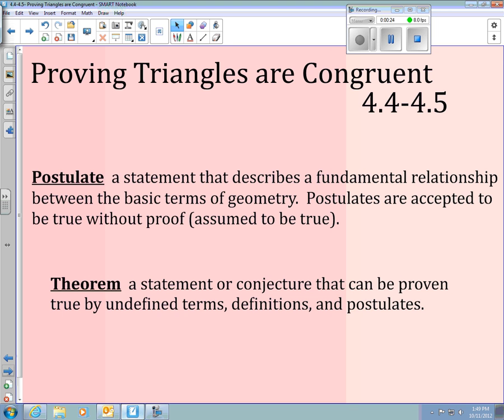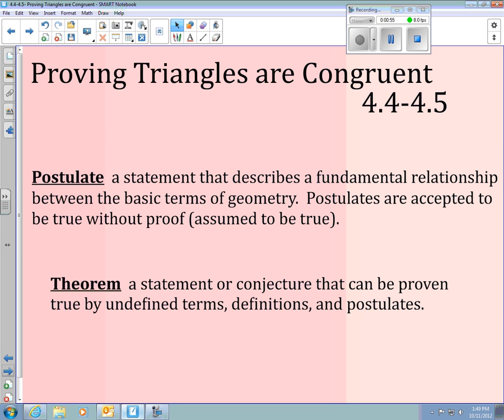All right, so proving triangles are congruent, we have two things that we need to talk about, and they're going to come more into play tomorrow or the next day whenever we get around to talking about proofs. But let's talk about a postulate. It's a statement that describes a fundamental relationship between the basic terms of geometry. Postulates are accepted to be true without proof, so we assume that they're true. Those we've learned a few of already, and they deal with our angles being congruent. Those are those angle relationships.